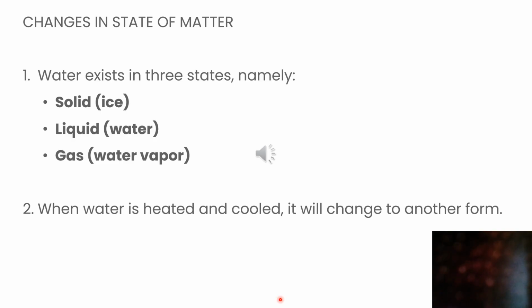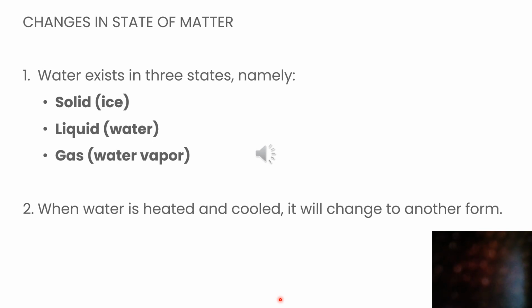Okay, next topic for this unit is changes in state of matter. You have learned before these three states of matter, the properties of solid, properties of liquid, and properties of gas. So water can exist in three states, namely solid, liquid, and gas: ice, water, and water vapor.